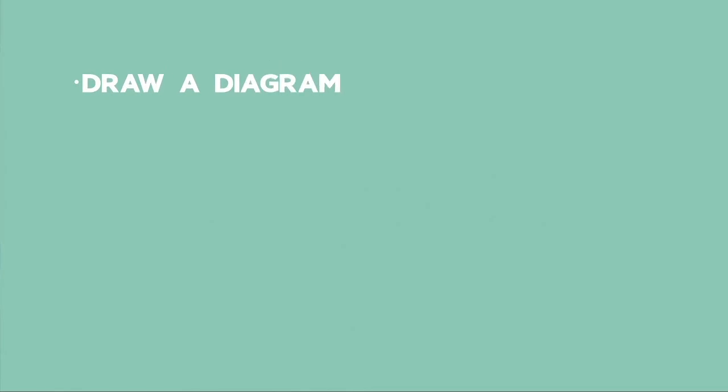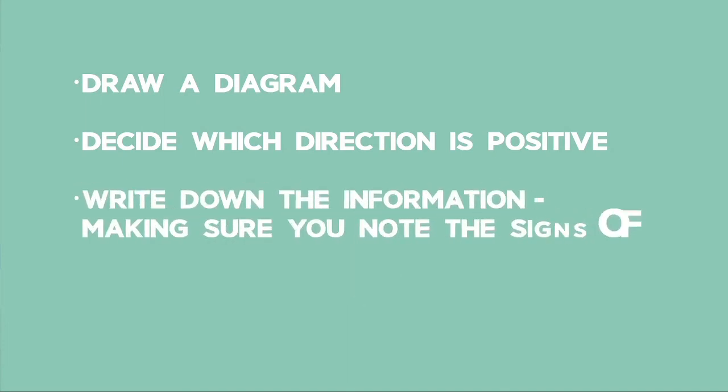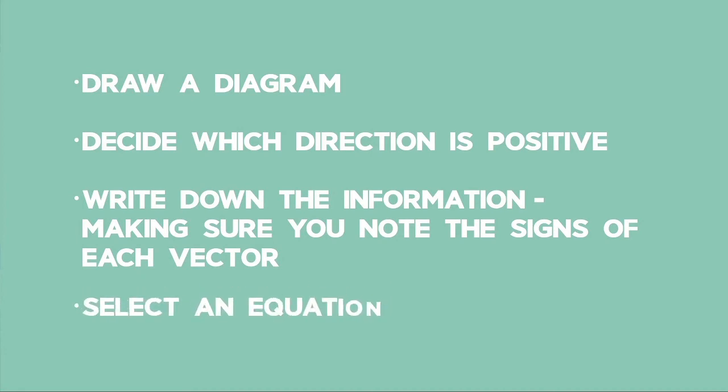Draw a diagram even if you aren't given one. Decide a direction that is positive. It is often easiest to work with down as positive. Write down information, making sure you note the signs of each vector. Select an equation. The key is to find one without the variable that isn't mentioned or asked for. Only then solve and get your solution.